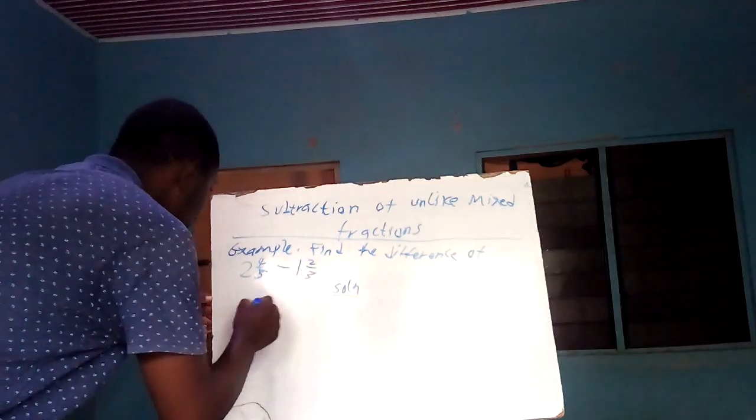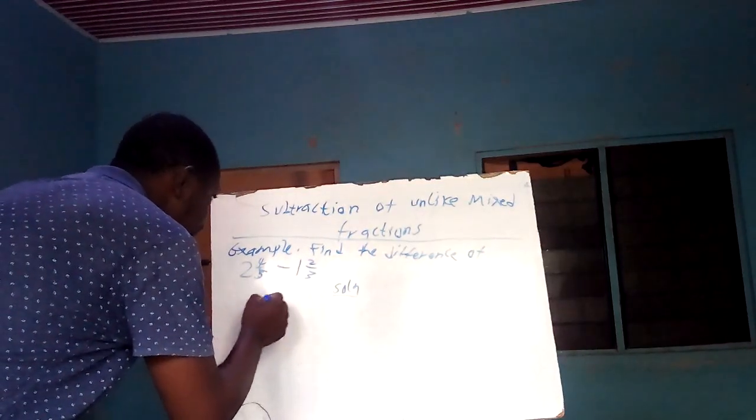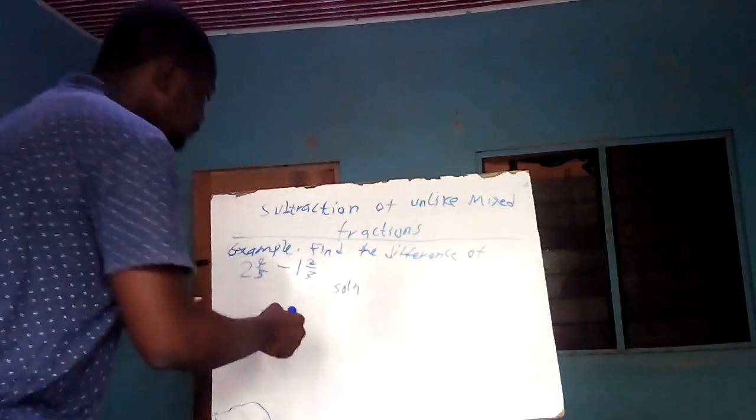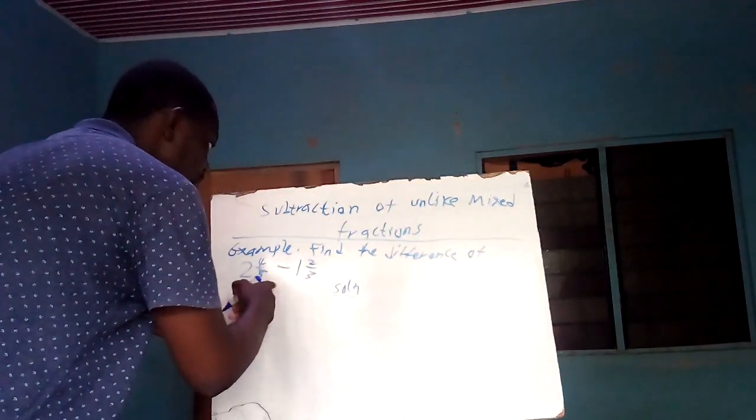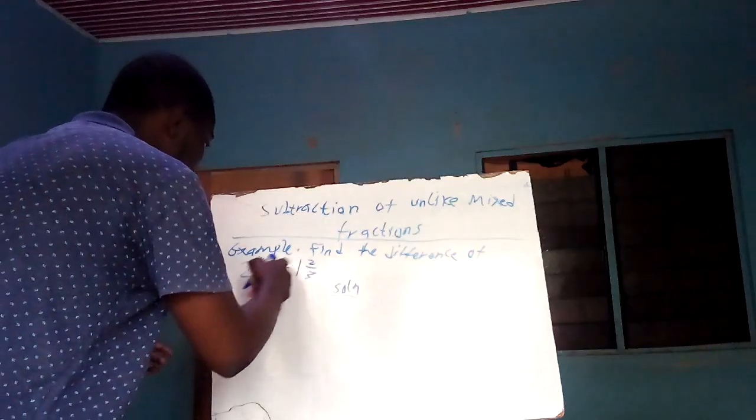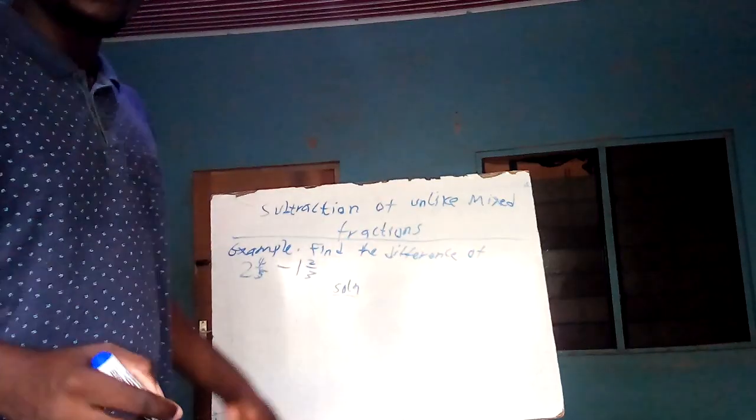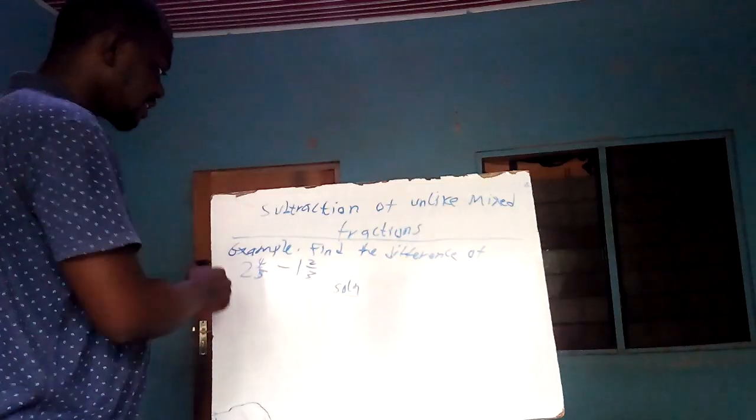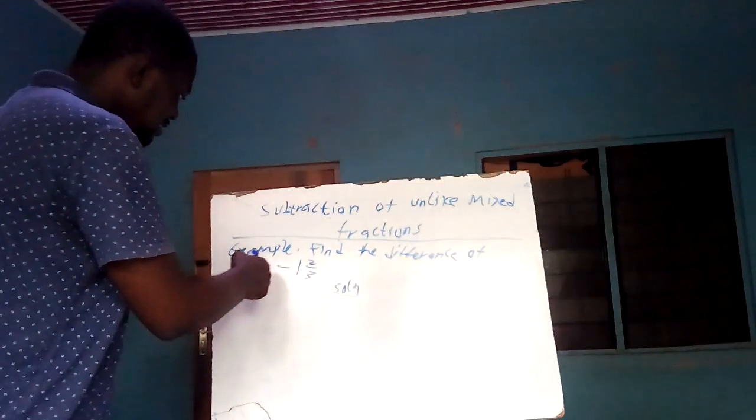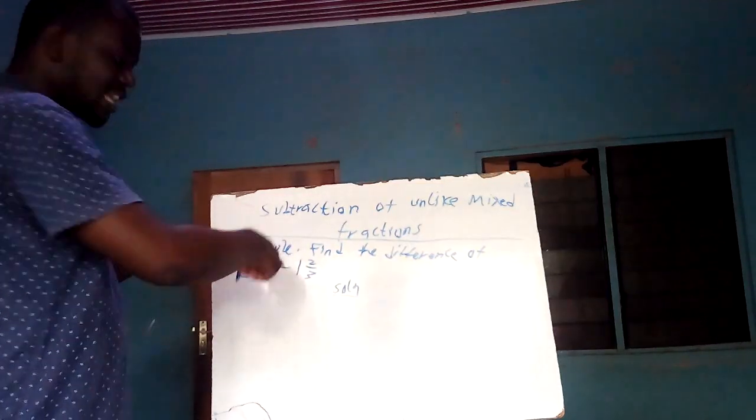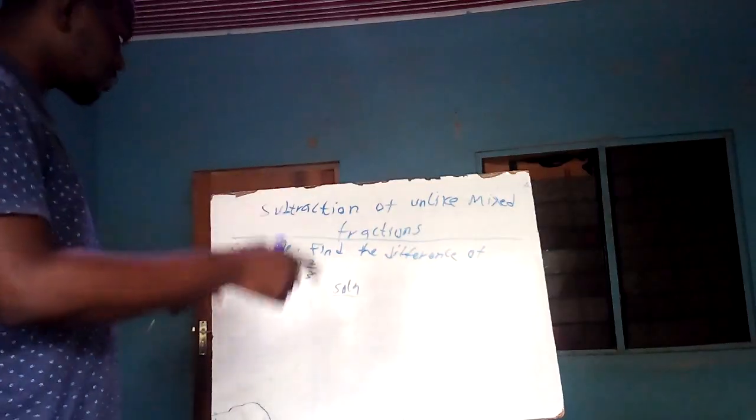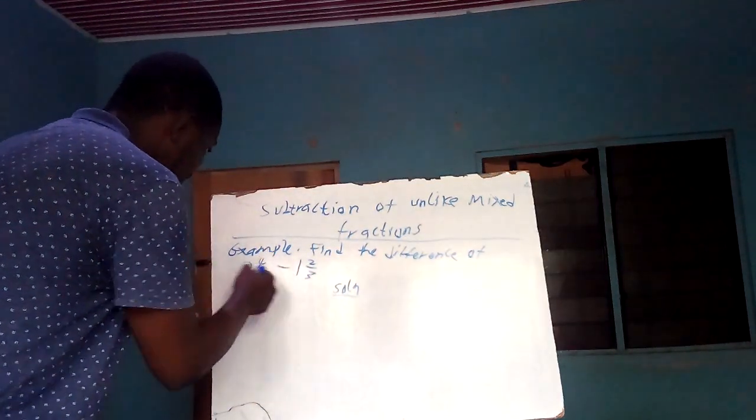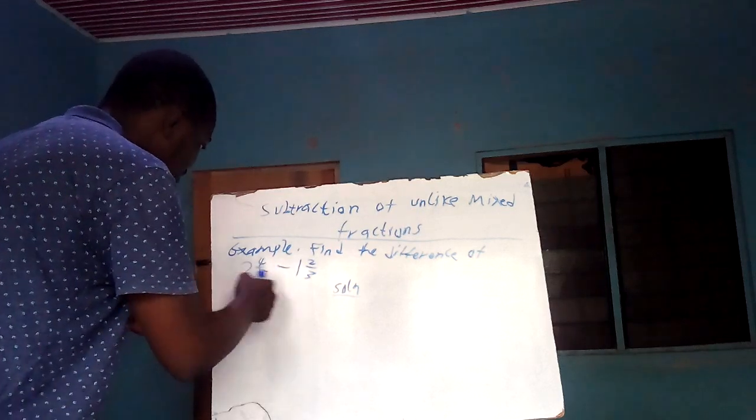Now let's solve it. The first thing you have to do when you get a question like this is to notice they are in mixed fraction form. So you have to convert them to improper fractions. Let's convert the first one to an improper fraction.